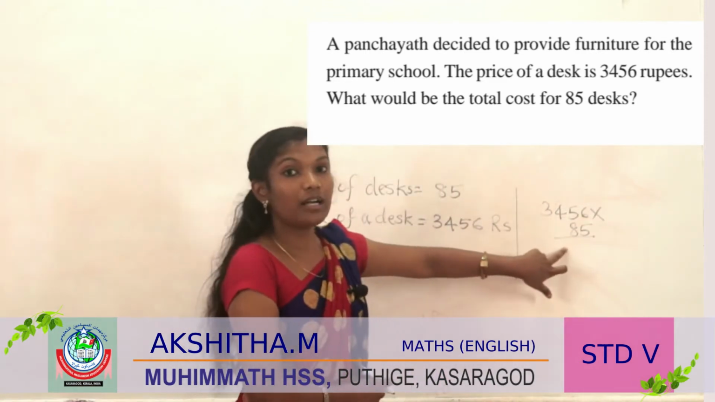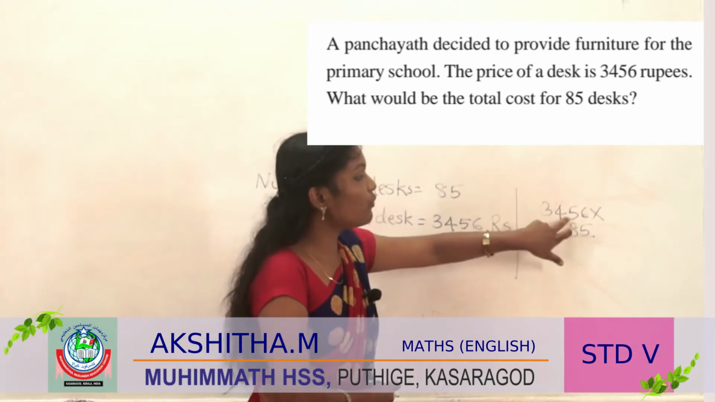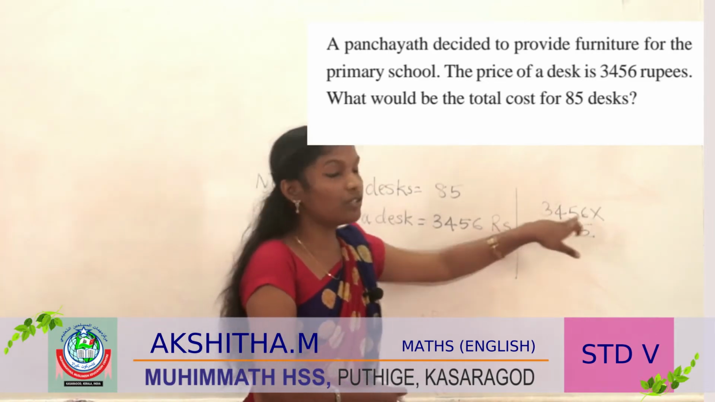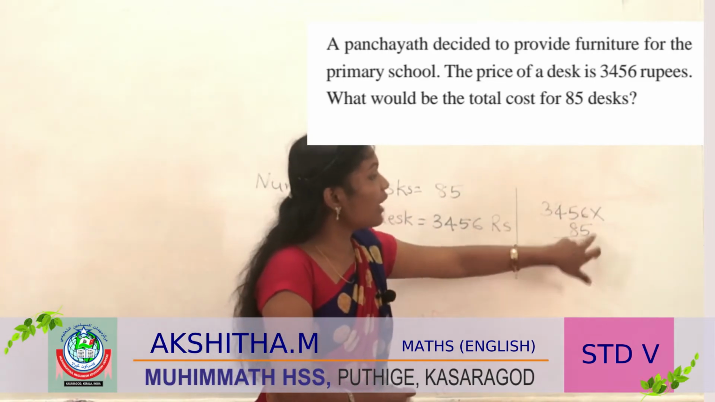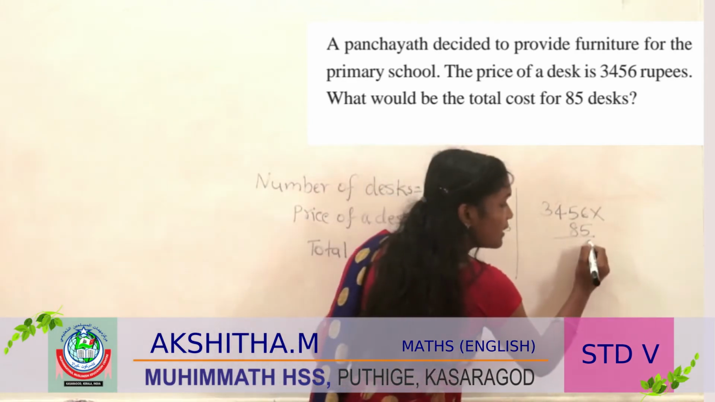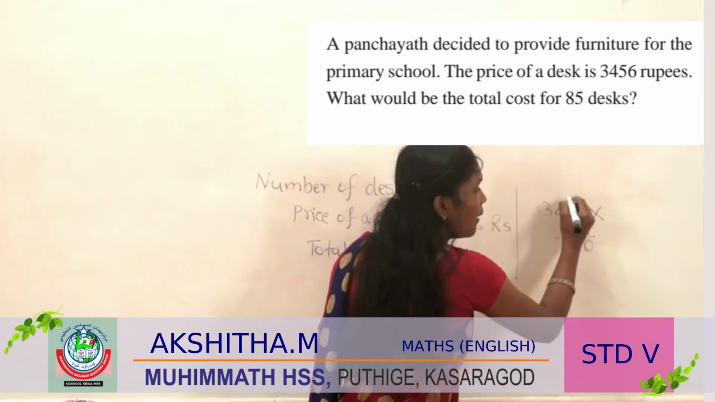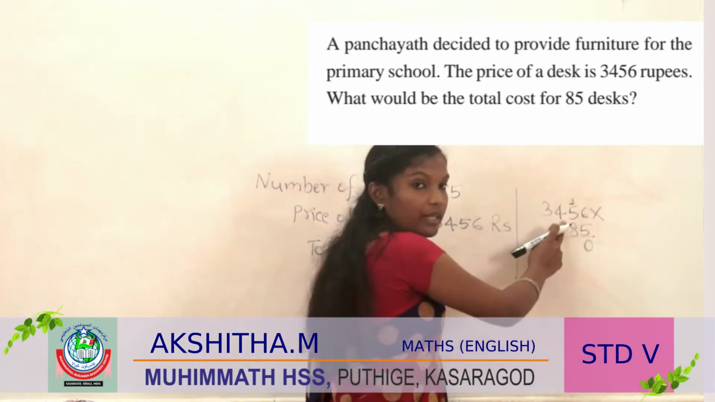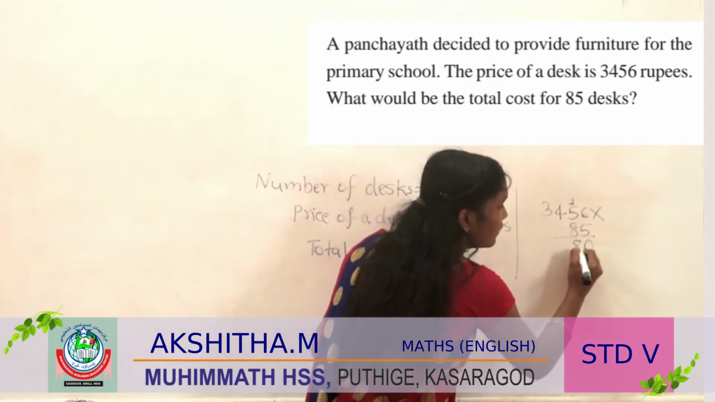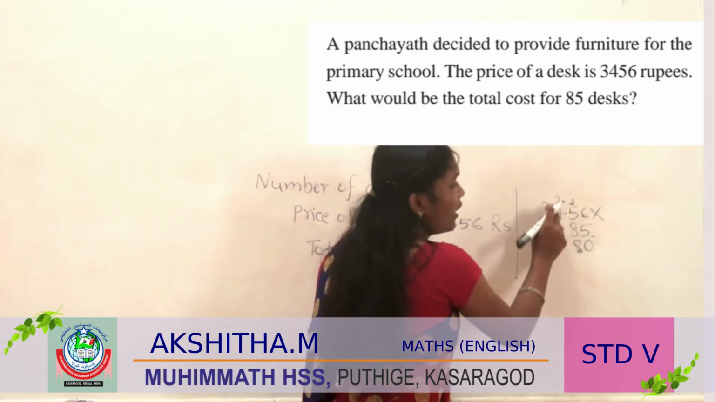Here we have to consider the ones place first. 5 into 6, 5 into 5, 5 into 4 and 5 into 3. We have to find this out first. So first we multiply 5 into 6. 5 into 6 is 30. So we write 0 here and 3 up. 5 5s are 25. 25 plus 3 is 28. So 8 we write here, 2 we write up.